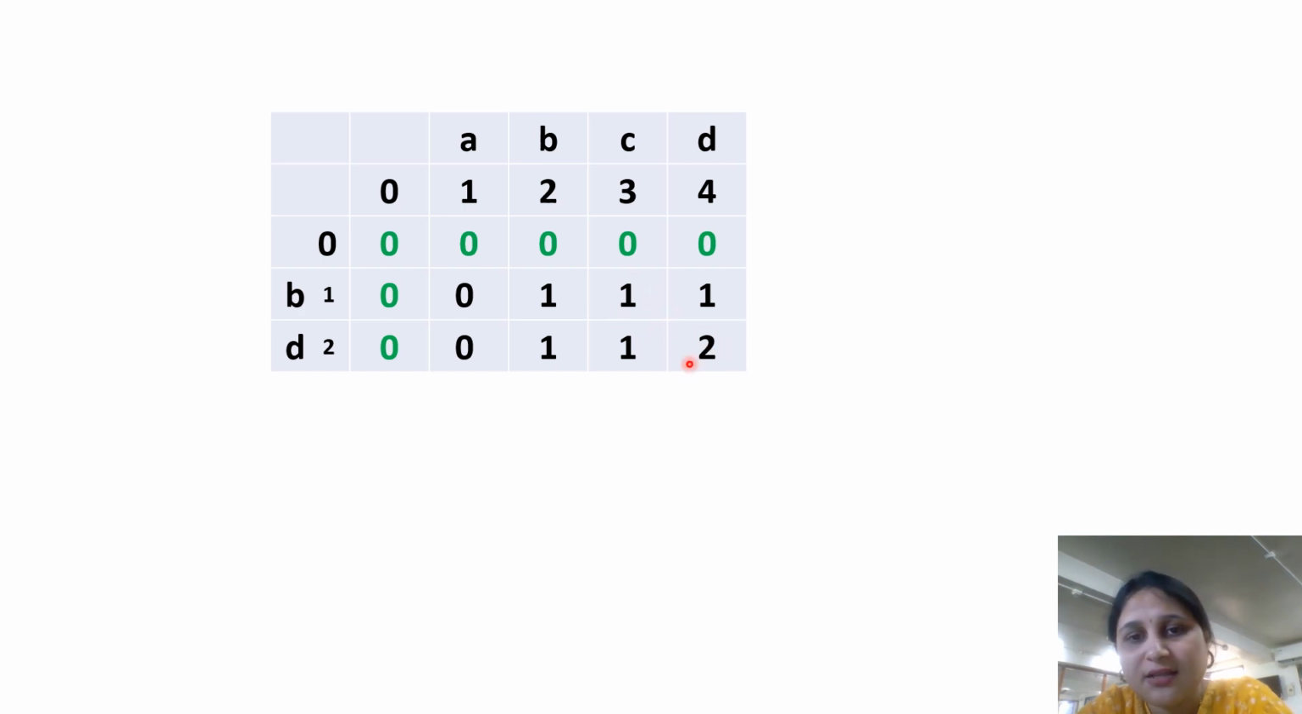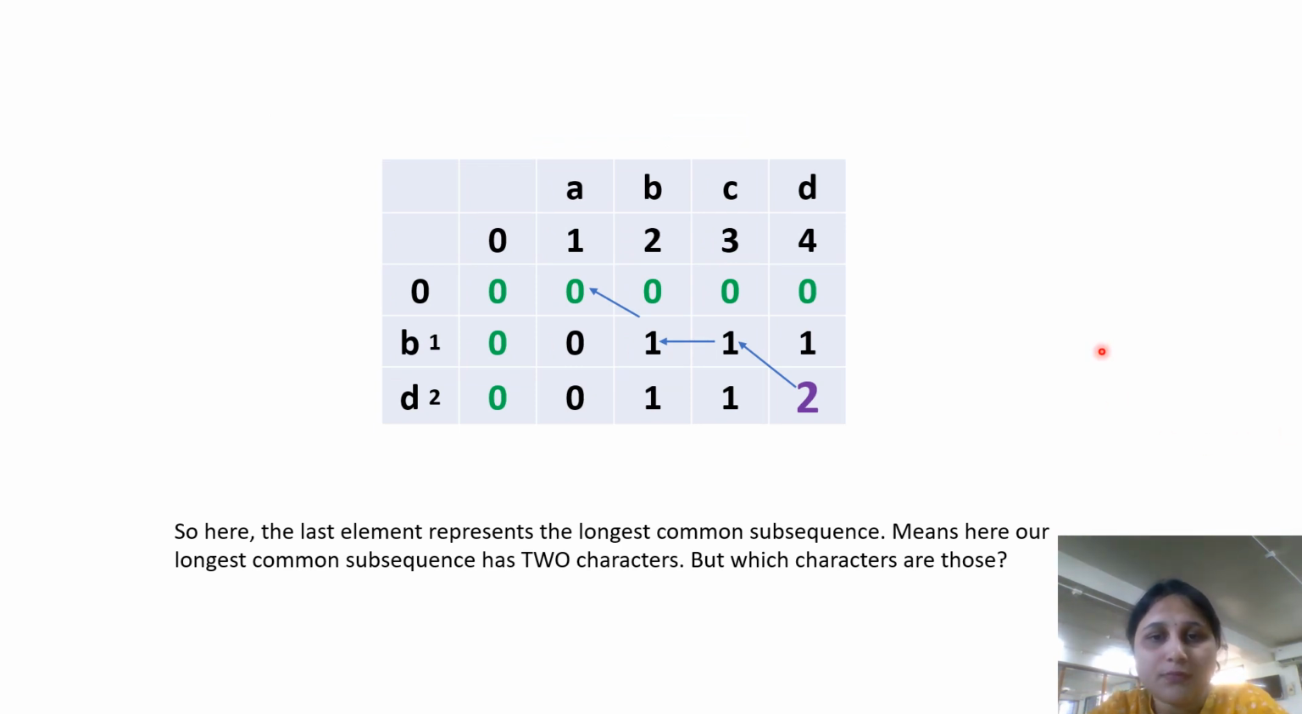So for this cell, the diagonal element is this one. So this one plus 1 becomes 2. Hence here we have written 2. Now, next slide. You can see the last element represents the longest common subsequence. Which means, in our example, we have found a longest common subsequence of 2 characters.